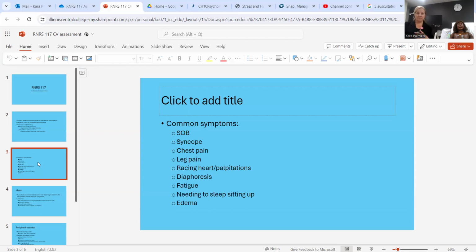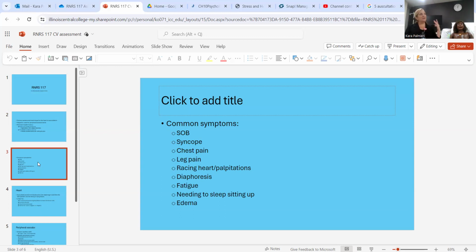Diaphoresis is another cause for concern. Widespread body sweating. A lot of times when somebody presents with heart attacks or MIs, sometimes they're very drenched in sweat. Being drenched in sweat can accompany a lot of other things too, but it's just something that you will see in a cascade of symptoms that will be grouped together in patients that present with cardiovascular issues.